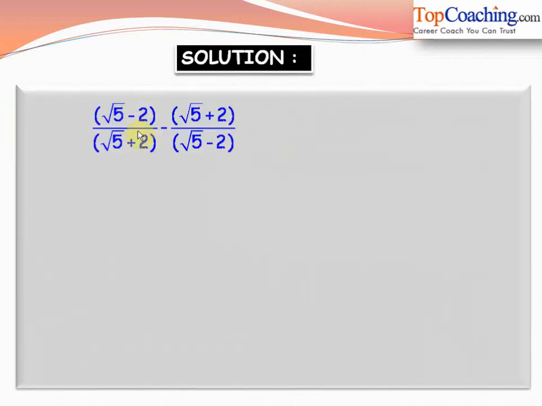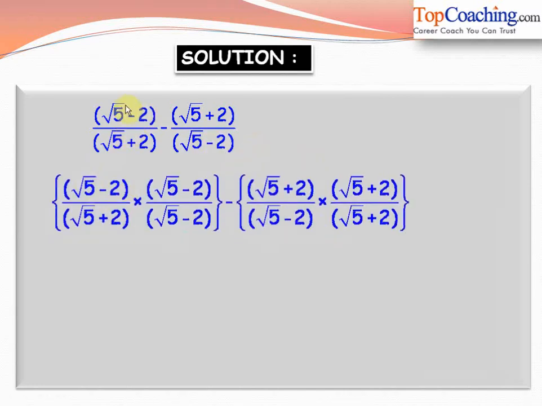So the expression could be written as root 5 minus 2 divided by root 5 plus 2 minus root 5 plus 2 divided by root 5 minus 2. Now if we look at this expression, the denominator is root 5 plus 2. Therefore the rationalization factor for this expression should be root 5 minus 2, because we take the conjugate of the denominator. Similarly, if we look at this expression, then the denominator is root 5 minus 2. Now the conjugate of root 5 minus 2 is root 5 plus 2. And now we rationalize this expression and we rationalize this expression.